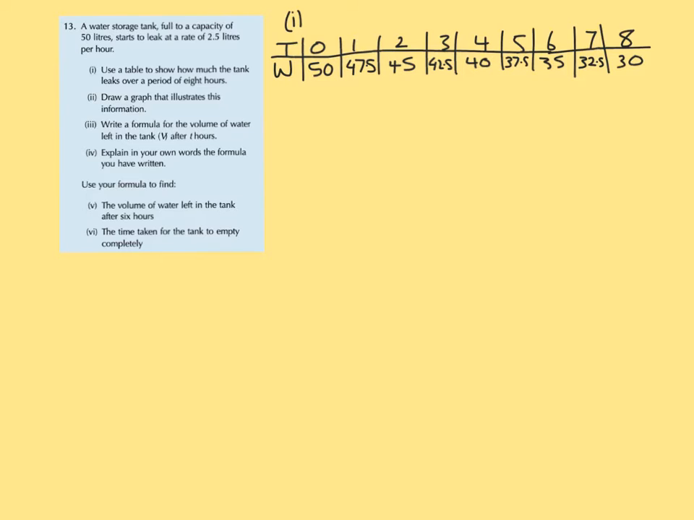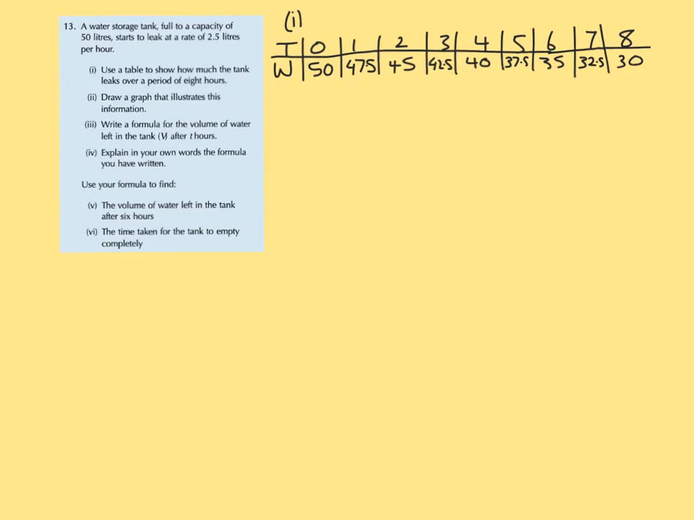Now, I've just written out that table, and I've just decreased by 2.5 litres per hour, and I'm going to draw a graph to illustrate this information. So again, I'm just going to take out my ruler. Looking at this information, I know that on my x-axis I'm going to have 0 up until 8, and on my y-axis I can start at about 30. I'm going to show you what you can do so that you don't have to put in all the numbers. So I'm going to start at 30 and work my way up to 50. This is one thing you can do in order not to have to put in all the numbers.